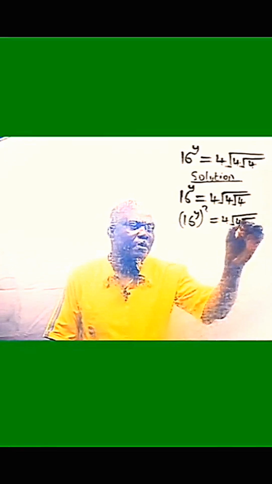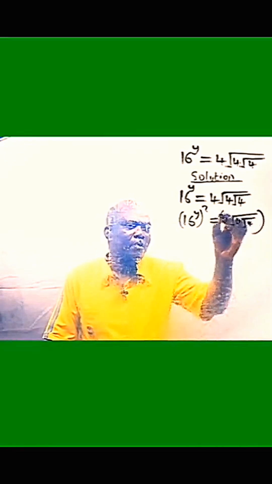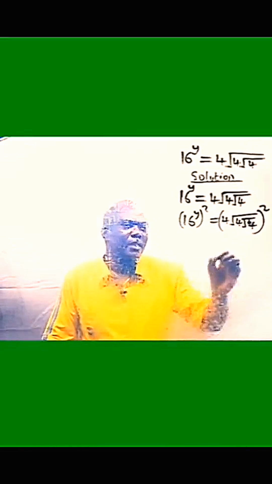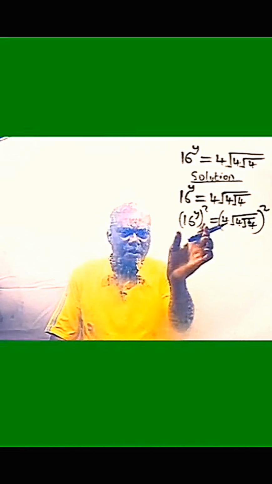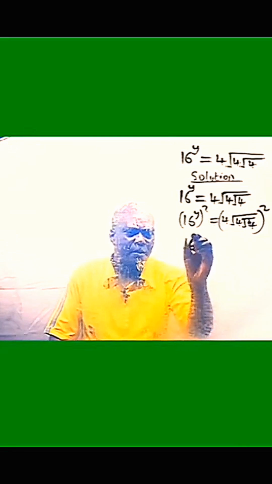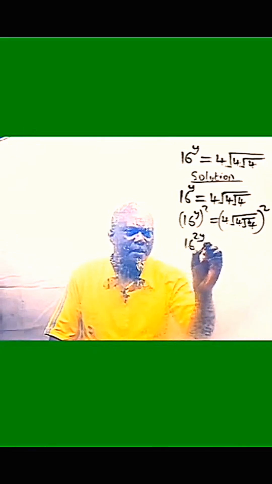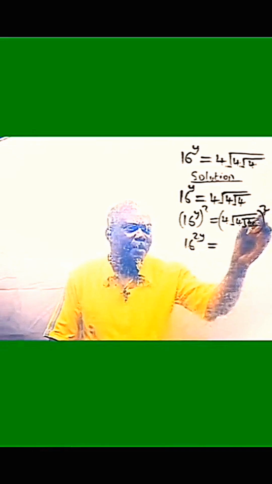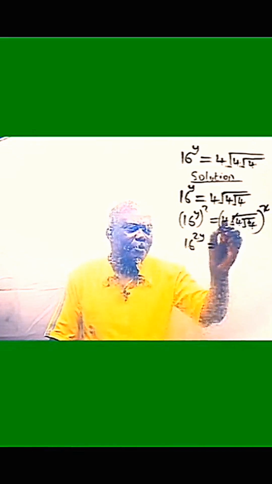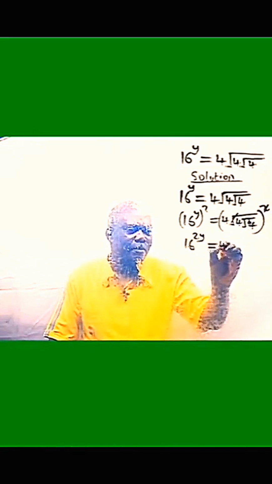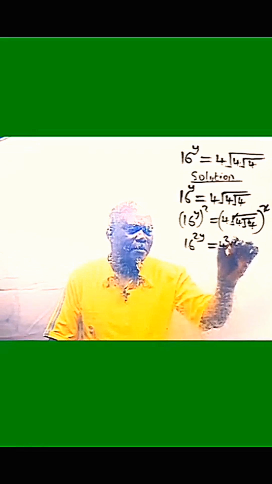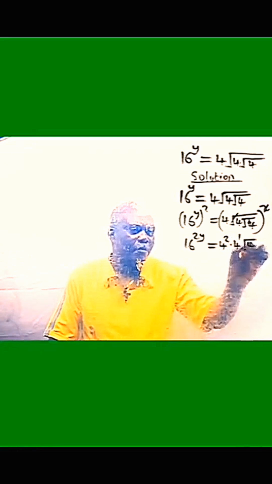You square it. You do it here. The left hand side will be 16 to the power of 2y, and the right side, the two will do away with the root. So here it becomes 4 squared times 4 to the power of 1 over 4.